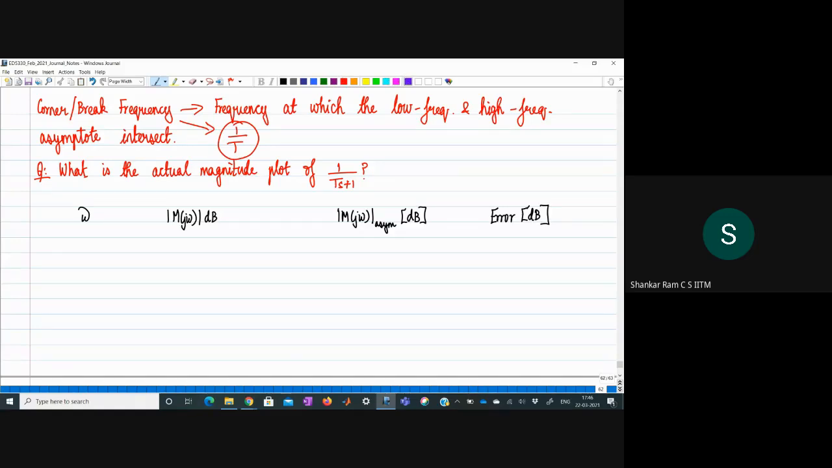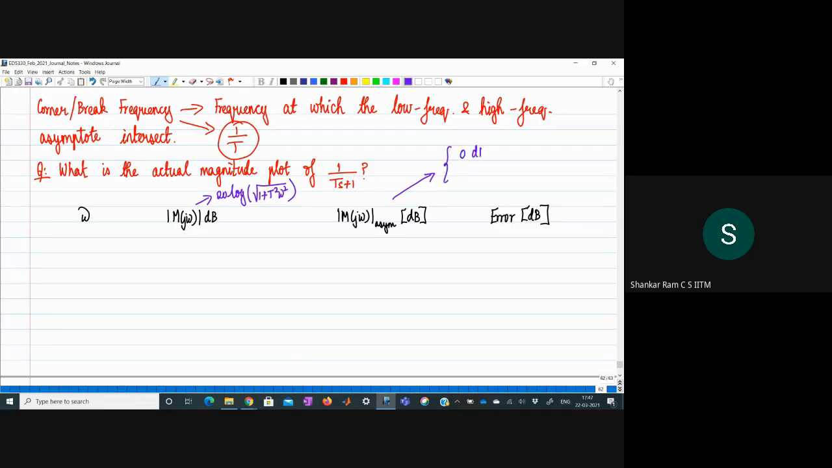The actual magnitude, as we know, is going to be 20 log to the base 10 square root of 1 plus T squared omega squared. The asymptotic magnitude is either 0 decibels or minus 20 log T omega, depending on whether the frequency is less than 1 by T or greater than 1 by T. So there are going to be 2 cases.